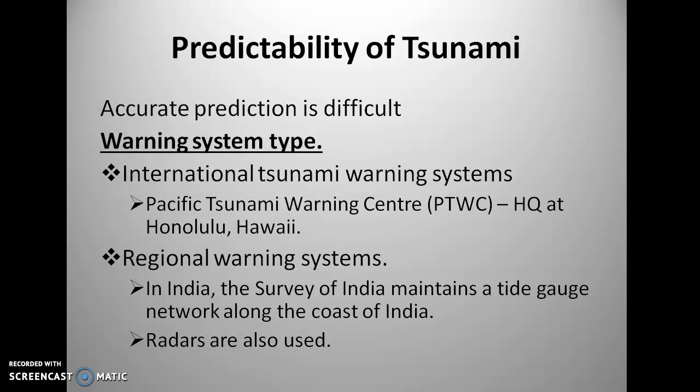And regarding the predictability of tsunami, to be precise, accurate prediction is difficult because many of the activities are happening underwater, and the systems may not be able to predict that with 100% precision. In spite of that, there are warning systems existing. One is the Pacific Tsunami Warning Center with headquarters at Honolulu, Hawaii. There is an international tsunami warning system. And for regional warning in India, Survey of India maintains a tide gauge network along the coast of India. And for the regional warning systems, radars are also used to predict tsunami.